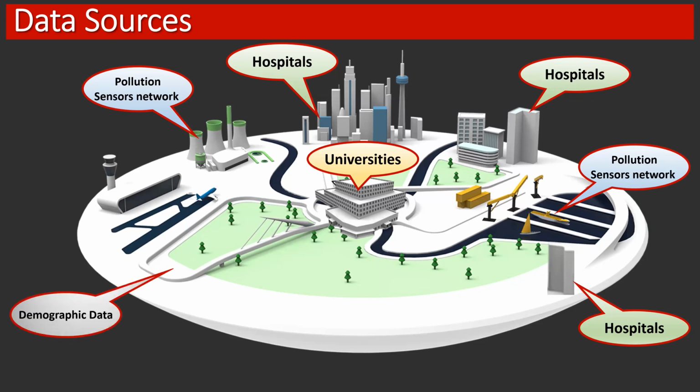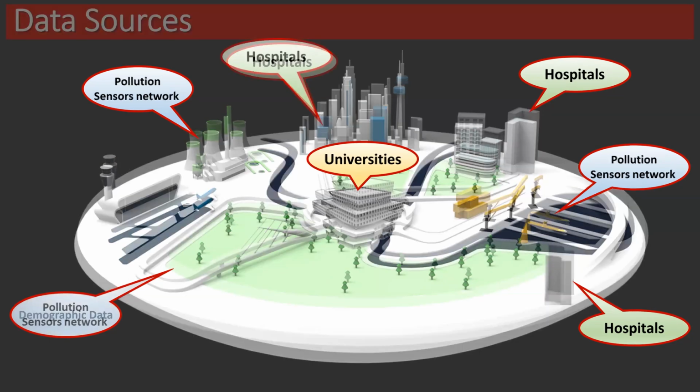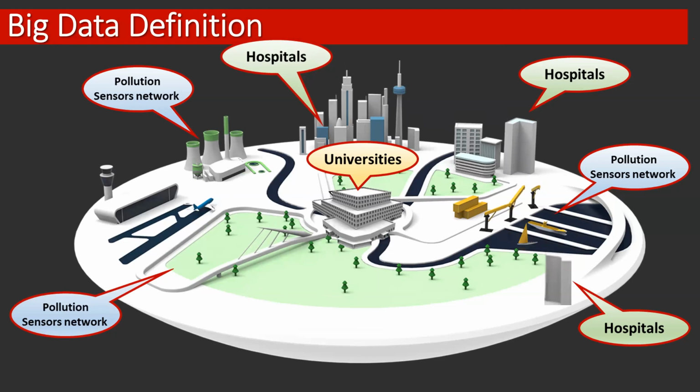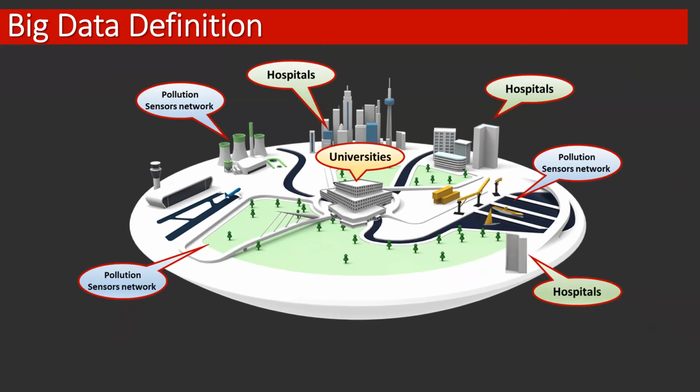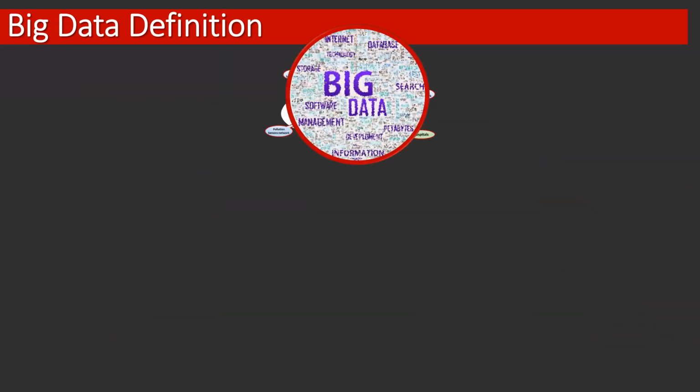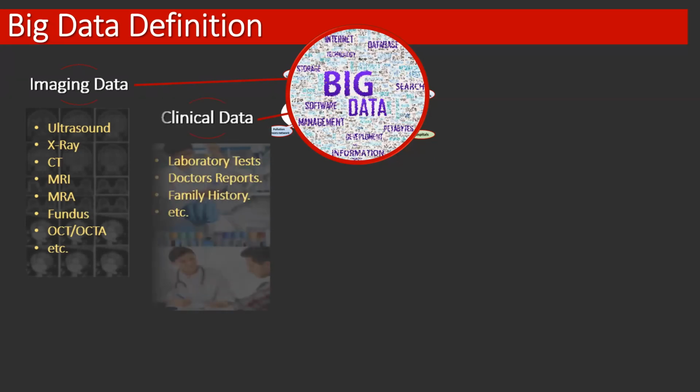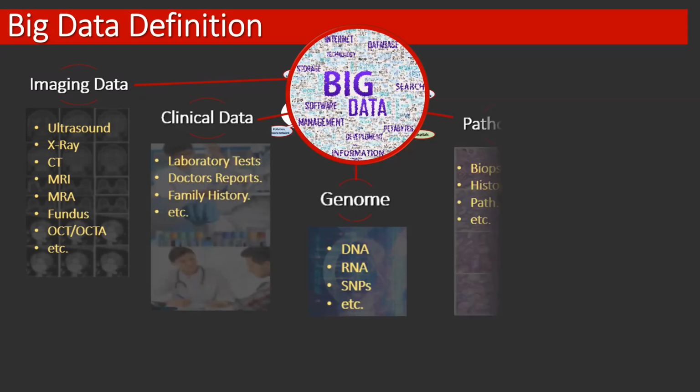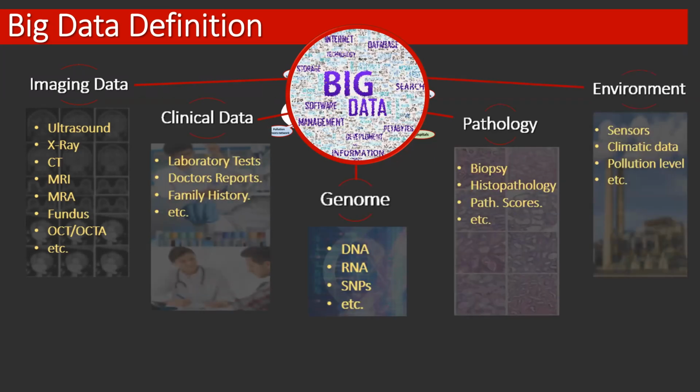Demographic data is very important to get information about each subject in terms of gender, age, race, and family history. We try to include all of this under the umbrella of what we call big data. So this is the definition of big data that I use during my presentation. We have all these types of data: imaging, clinical, genome, pathology, and environmental.